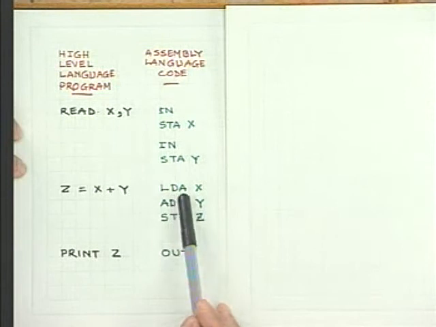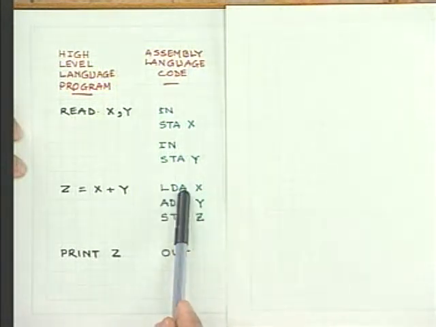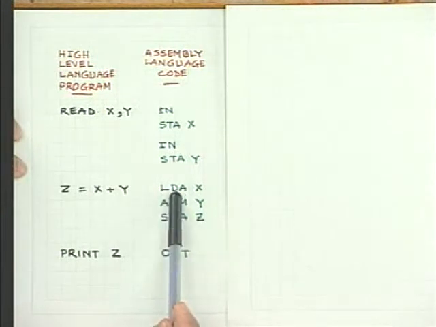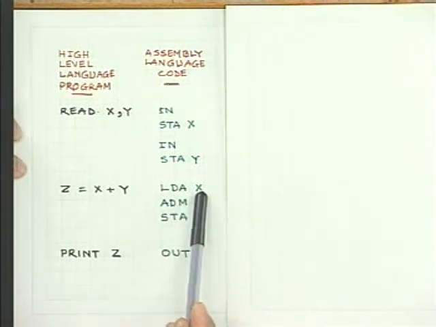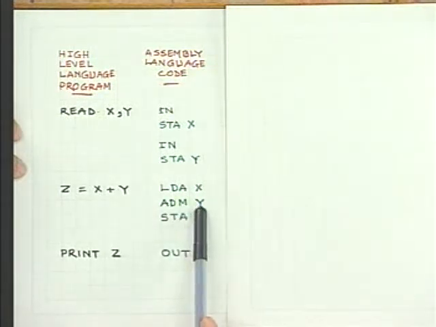What I am doing is, from the memory location x, I am loading into the accumulator the 2 byte value: load accumulator x. Then I am saying that to that accumulator add the content of memory location y: add memory y.